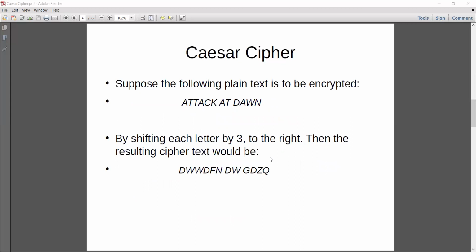Suppose the plain text message which will be encrypted is shown in this example: attack at dawn. Now by shifting each letter by 3 to the right, we get the following ciphertext message: DWWDFN space DW space GDZQ, and it is quite easy to understand.